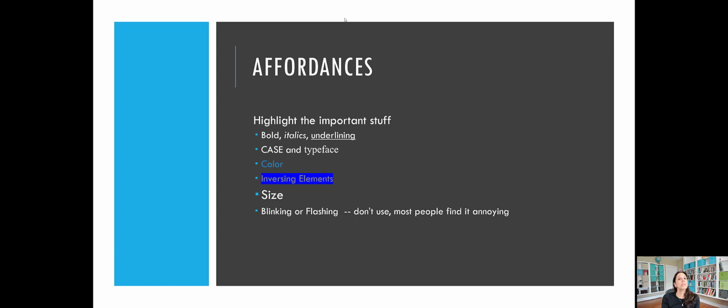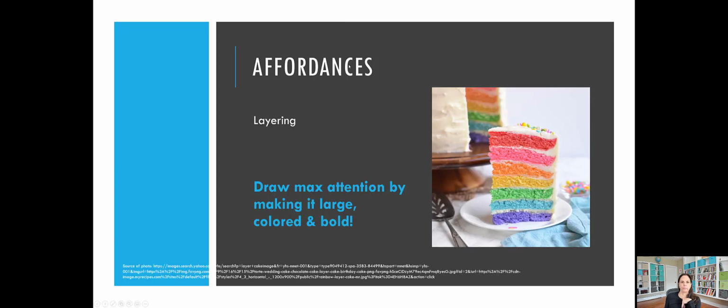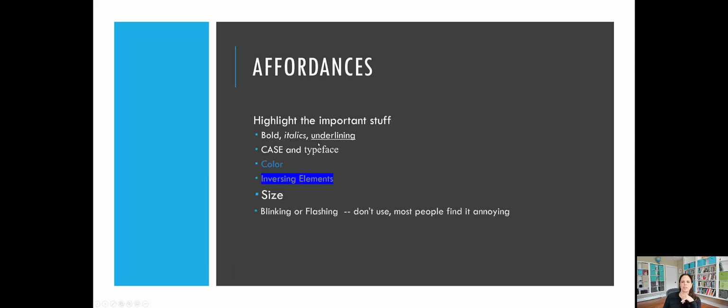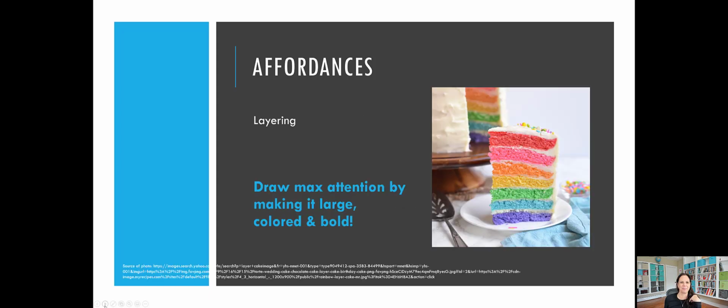When we're talking affordances and visualization, we can use the concept of highlighting the important stuff so that our viewers know exactly what they should pay attention to. And here are some of the ways we can highlight those important things up on the screen. Oh, let's go back one real quick. You do not want to use blinking or flashing. Most people find it annoying, and it will just detract from you as the speaker, so let's not use that.